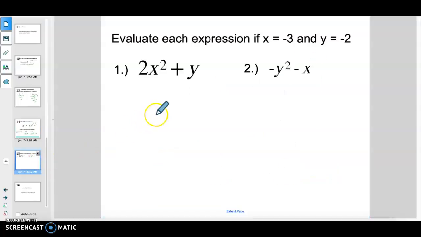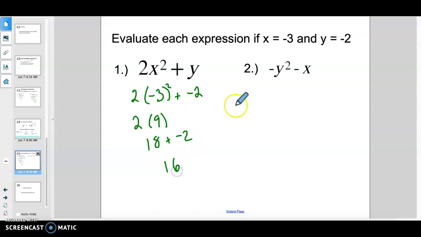So, quick 2 examples that look like that. Here we've got 2, and then for x it's -3, so make sure you use parentheses. And then plus y is -2. If you want to do parentheses here, you can, but you don't have to. So -3 squared is 9, 2 times 9 is 18, plus -2 is 16.